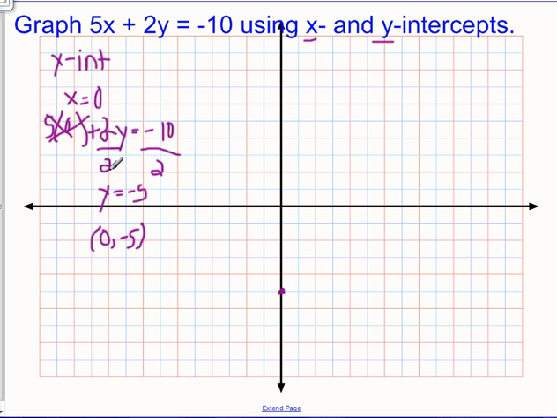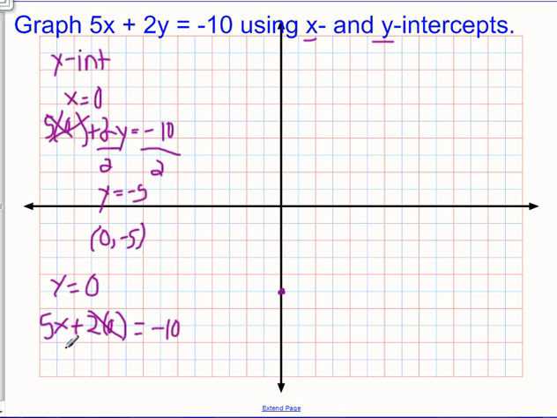Then I'm going to do the same thing for my x-intercept. So I'm going to set y equal to 0. Then I'm going to have 5x plus 2 times 0 equals negative 10.